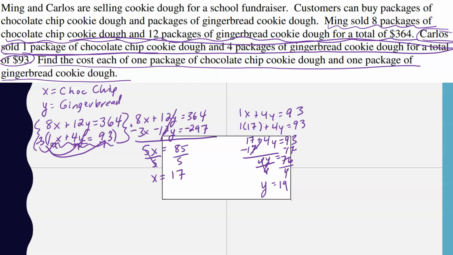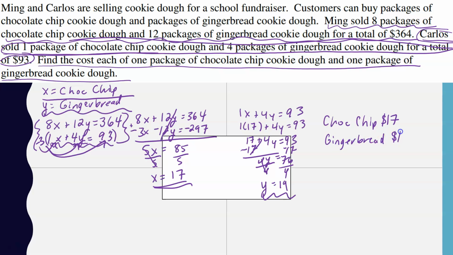Last but not least, we need to remember that we are actually trying to find the cost of each package. The x was the chocolate chip. So chocolate chip cookie dough costs $17. That's this one. And then the y was gingerbread. So gingerbread costs $19.